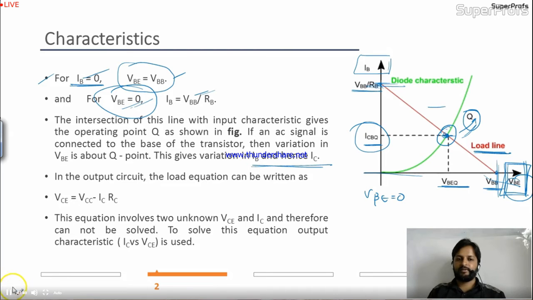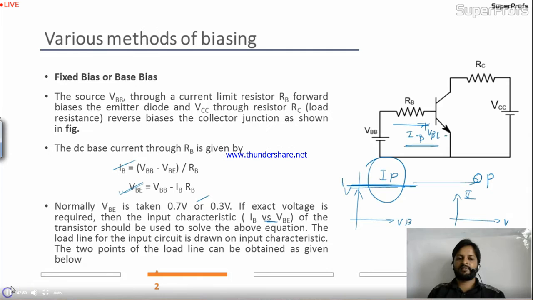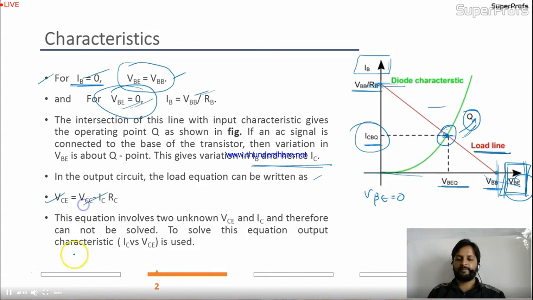Is it okay? So now we'll see the output circuitry. Now in the output circuit, the load equation can be written as VCE equal to VCC minus ICRC. Let's come to the diagram over here. This is VCE, am I right? If this is the current IC, this IC will be VCC minus VCE divided by RC. Is it okay to you? So the same thing is given over here.